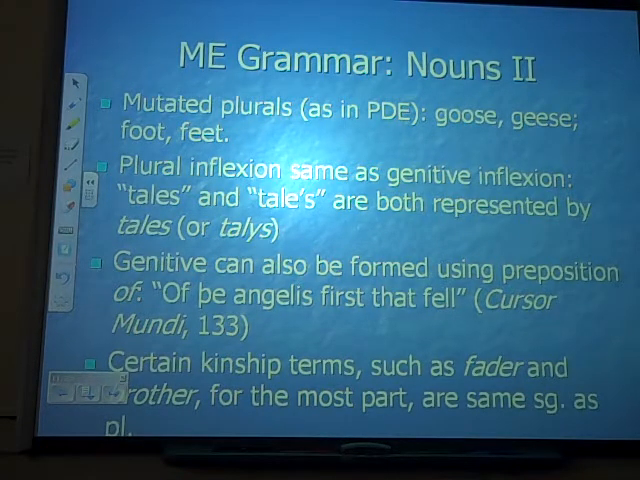Certain kinship terms, such as father and brother, remain the same. Not quite sure why these kinship terms have this special thing. Certain other singulars and plurals stay the same, but it's very odd that this seems to be the case. So, "mi father dero" is something saying "of your fathers." "Mi father land," my father's land, would just stay the same.